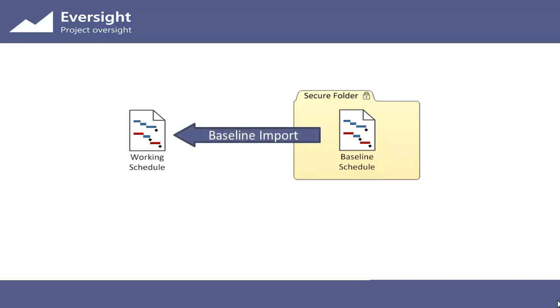Once you've got the separate file set up as your baseline, Eversight's baseline import functionality allows you to take a copy of the master baseline data from this external file and then copy it into the working schedule. This means you can still use the tracking Gantt and the inbuilt earned value functionality to see how the project is performing, but the master baseline data is stored in a secure location and can't be subjected to unauthorized or accidental changes.